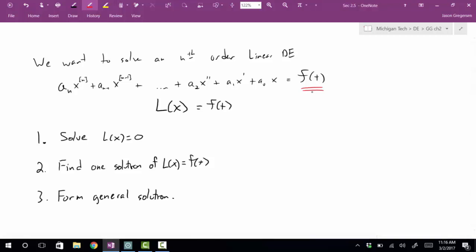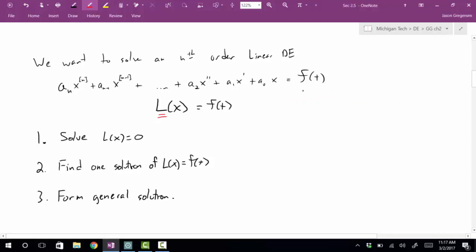Now we've already seen that if we have a linear differential equation, we can use the operator notation to represent the equation. If I define my L here to be the action of all these derivatives on the left-hand side as the differential operator, then I can rewrite the whole equation as L of x equals f of t. In other words, L would be something like a sub n, the nth derivative, plus a sub n minus 1, the n minus 1 derivative. All this stuff is a big operator being applied to x.